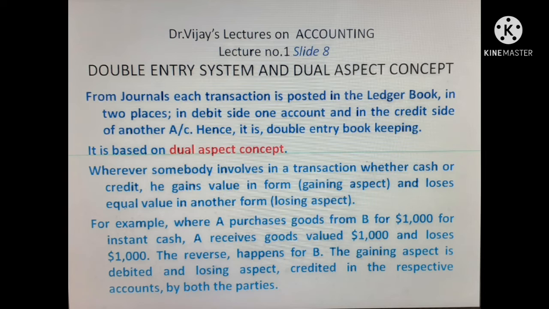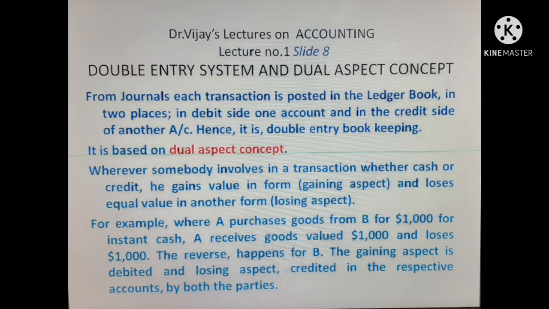From journal books, each transaction is posted in the ledger book in 2 places, in the debit side of one account and the credit side of another account. We have seen that. Because of recording in 2 places in the ledger book, this system of bookkeeping is known as double entry bookkeeping.